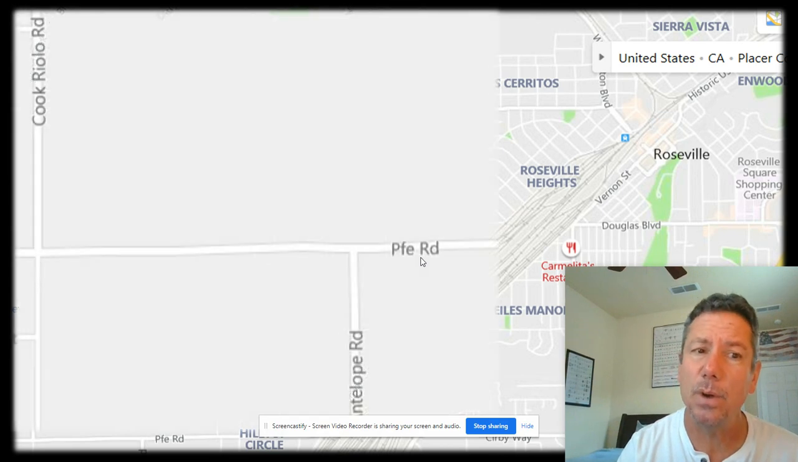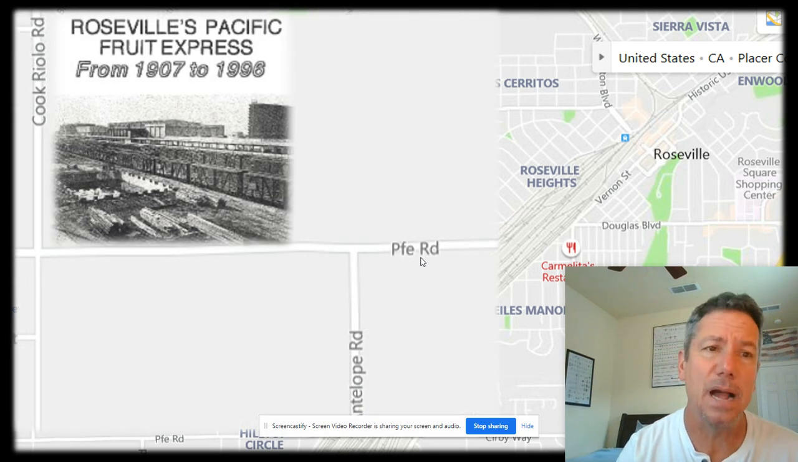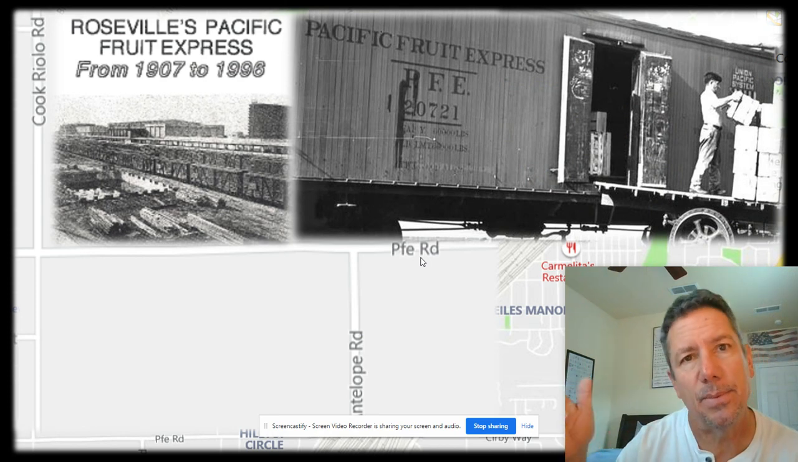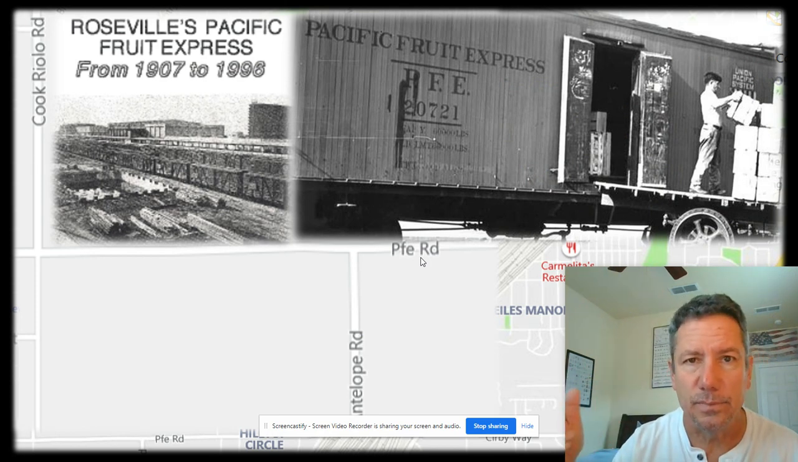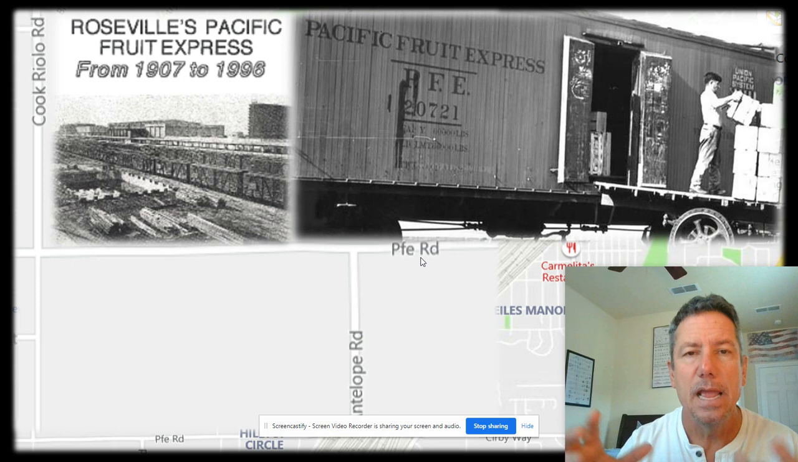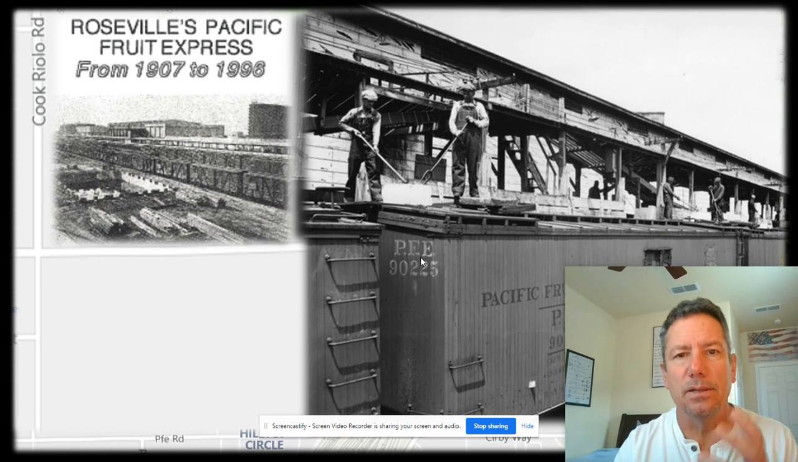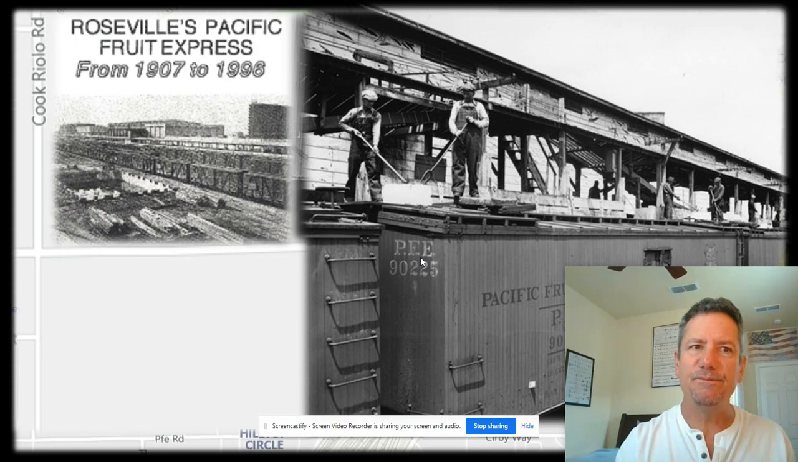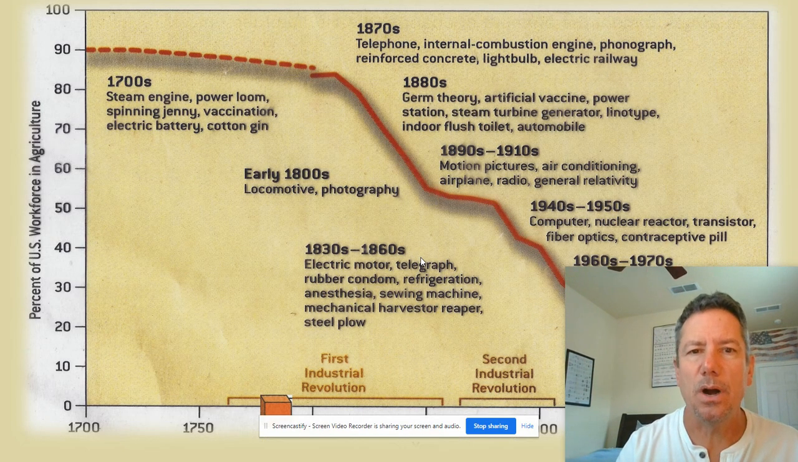PFE actually was named after what was known as the Pacific Fruit Express. It was an ice company, a fruit ice company, so they would load up all the fruit that had been grown up in the Auburn, Loomis, and Rocklin area, put it on refrigerated boxcars, load it with a bunch of ice, and send it across the country. PFE, Pacific Fruit Express.